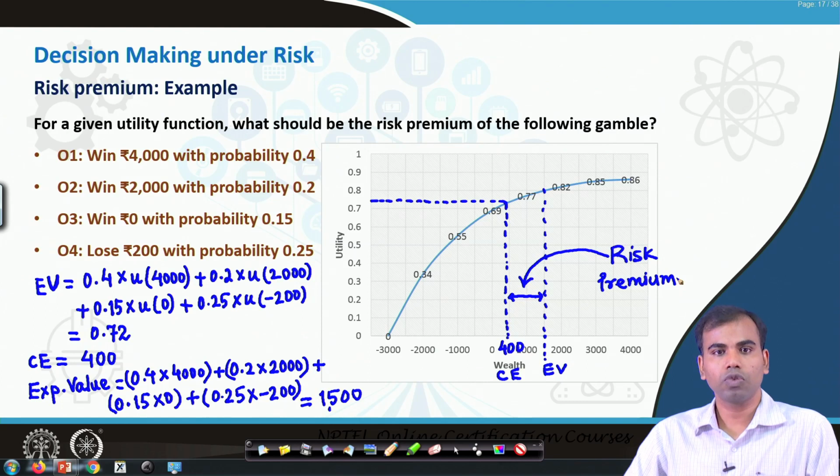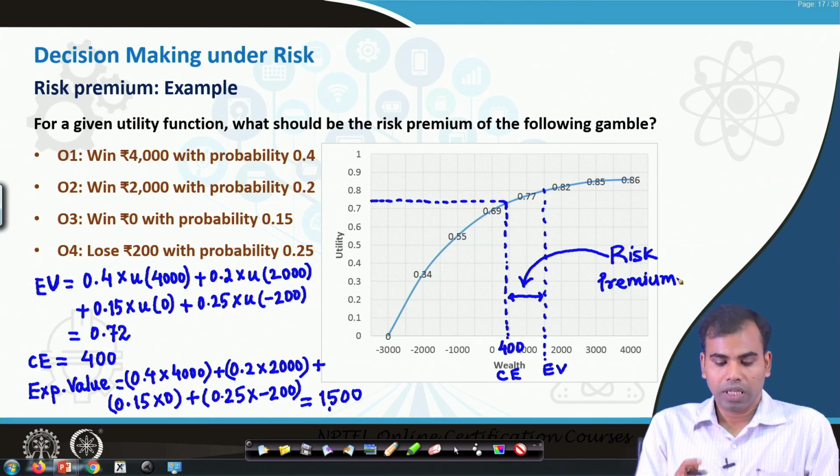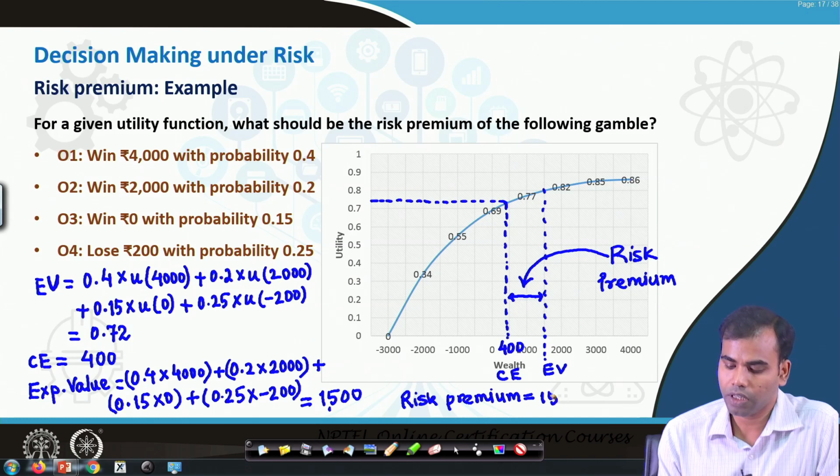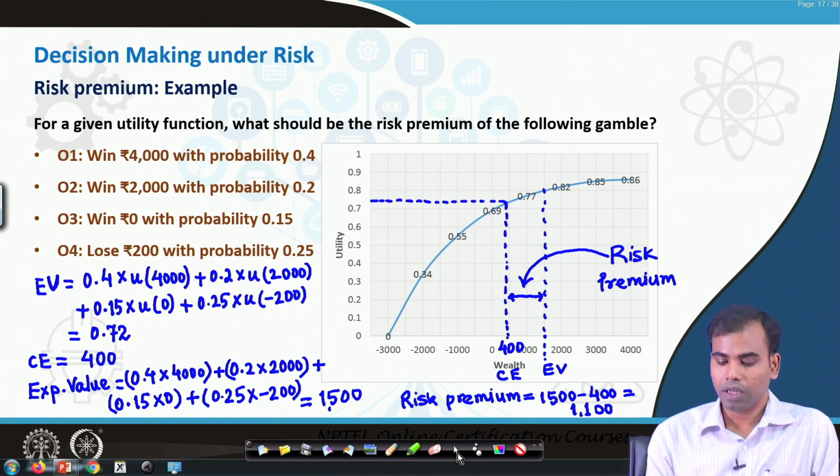And if we hold on to this particular gamble, the expected value that we are going to get at the end of the period is 1500, out of which risk premium is basically how much? Risk premium is 1500 minus 400 of certainty equivalent, that is 1100. So, this is where certainty equivalent helps us.